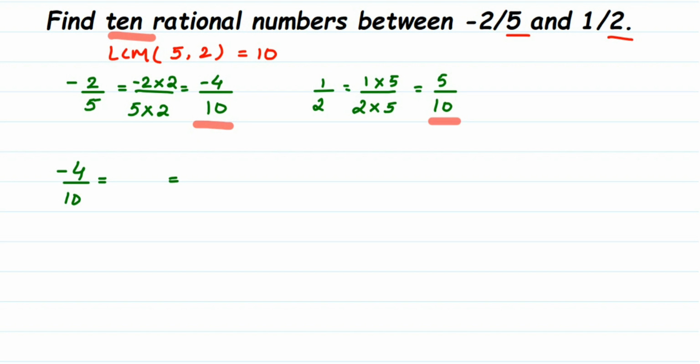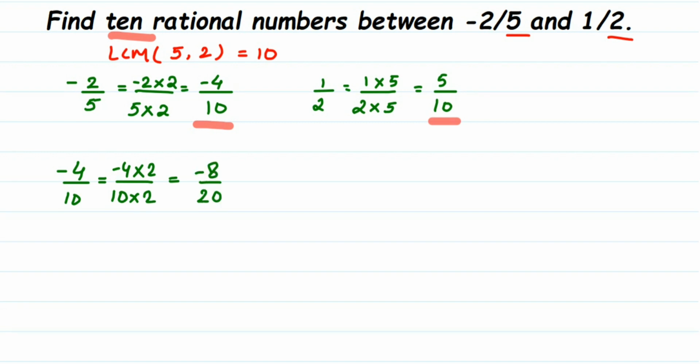I want to just create a gap between minus 4 and 5. That's it. I want more gap. So here I'm going to multiply with 2. Okay, so minus 4 multiplied by 2 and 10 multiplied by 2. You can multiply with any number. So this will be minus 8 by 20.